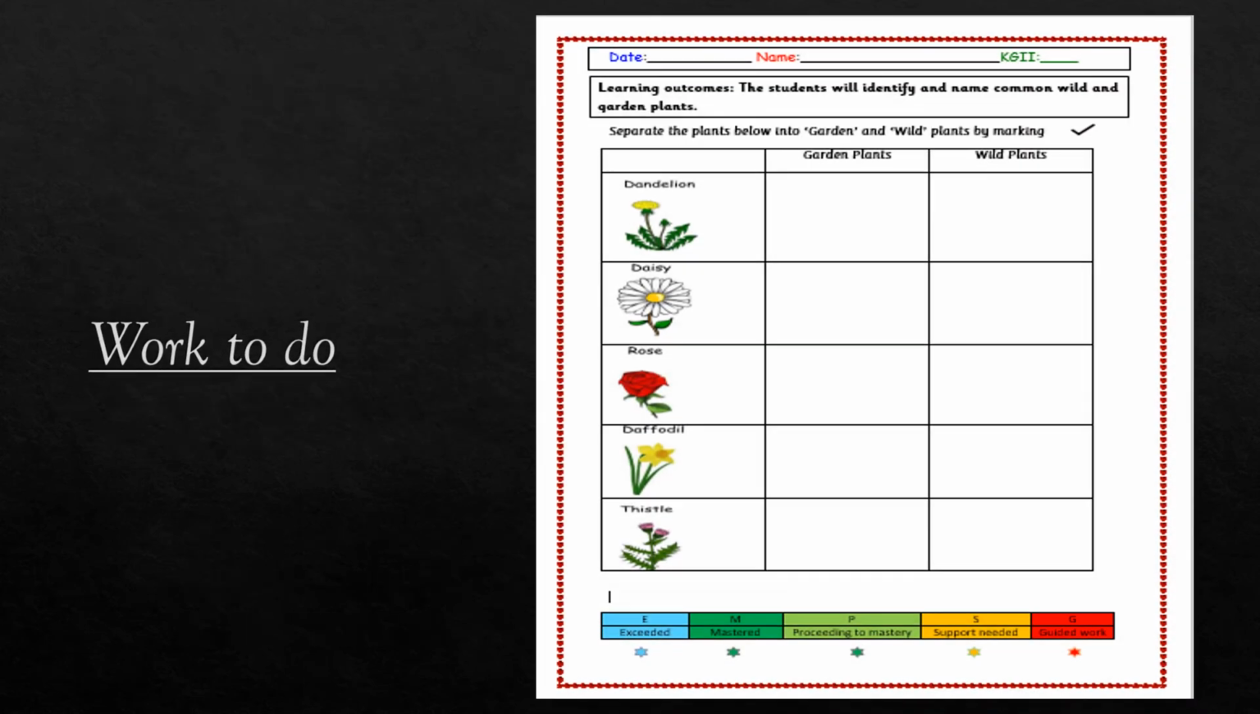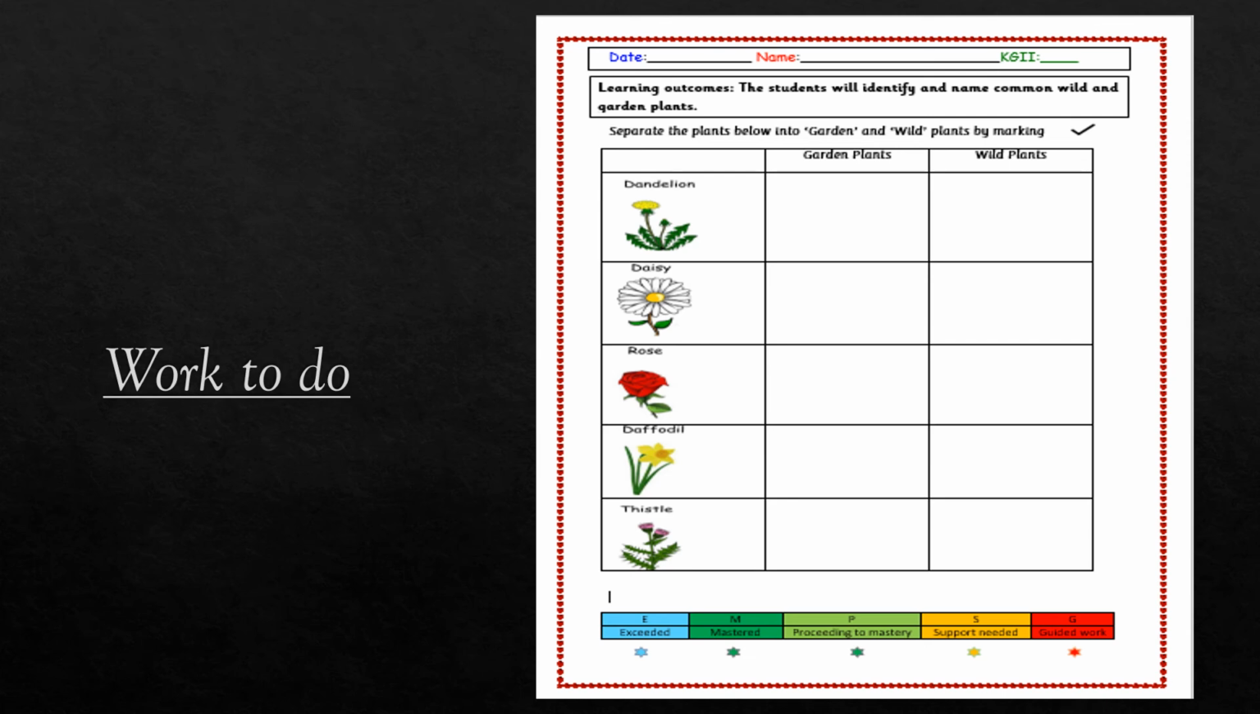Now we have learned about garden plants and wild plants. Before going to the work, shall we revise one more time? So tulip, rose, daffodil, and daisy are garden plants. And thistle and dandelion are wild plants. In the worksheet, garden plants and wild plants are given. You need to separate garden plants and wild plants by marking them.